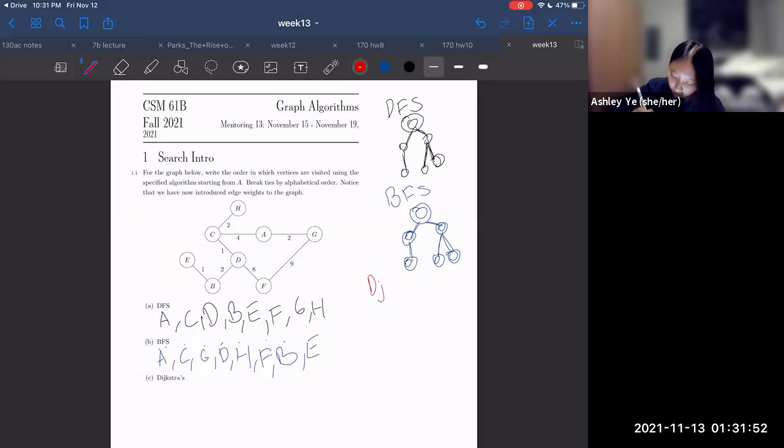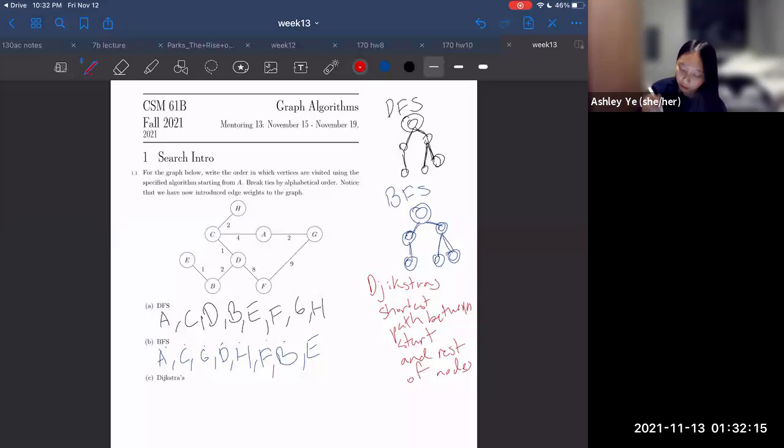So just to give a quick explanation, Dijkstra's is finding the shortest path between the start and the rest of the nodes. It's hard to explain with the picture here because it requires edge weights, so I'm going to directly show you guys by running it on the graph below.